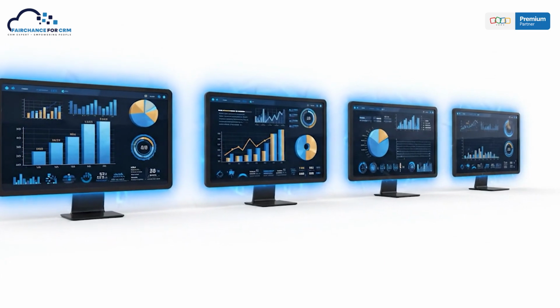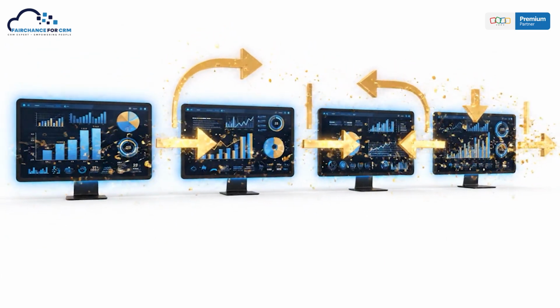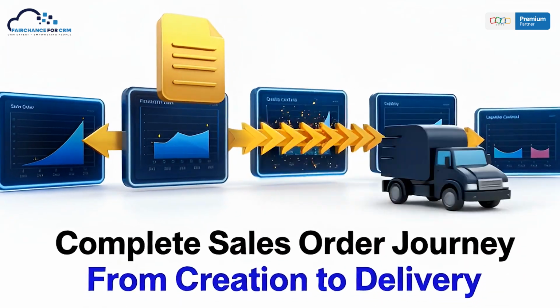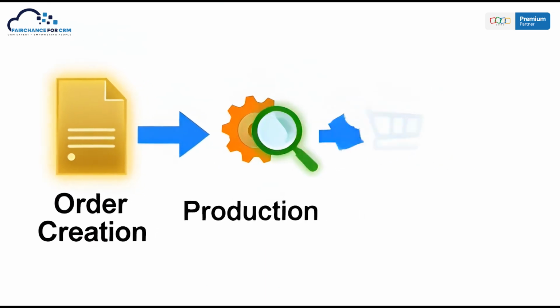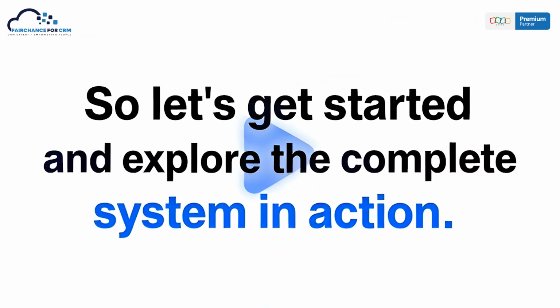In this video, we will explain each dashboard one by one and demonstrate how information flows automatically between the departments. We will show the complete sales order journey from order creation, procurement, production, quality control, and logistics, all the way through final delivery and order completion. So let's get started and explore the complete system in action.